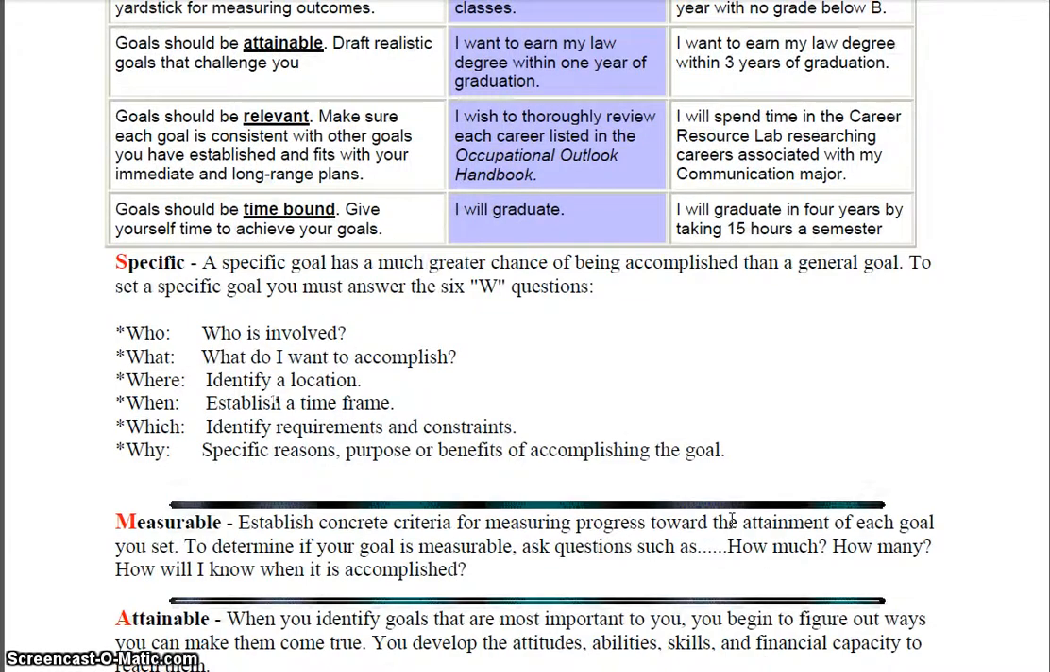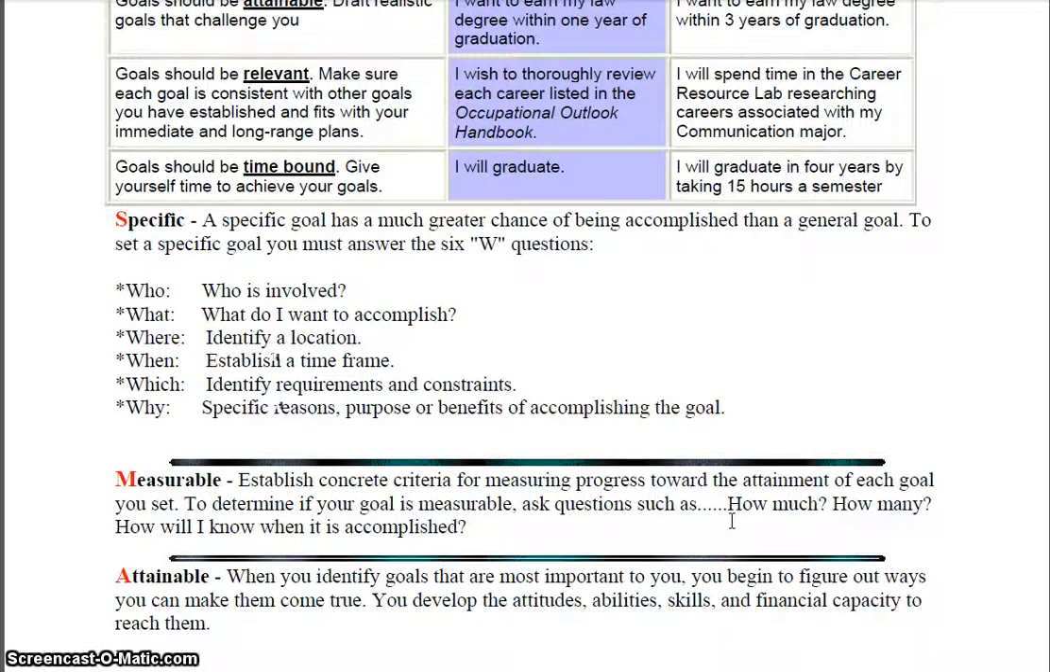Now below, we go through the criteria again, and looking at the S for specific, they give you some questions to help you make your goal specific. Ask yourselves the 6 W questions: who, what, where, when, why, and which. Asking yourself these questions will help you make sure that your goal is specific.